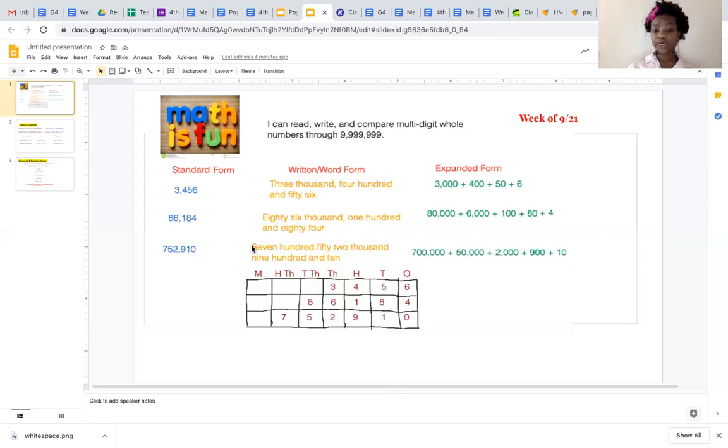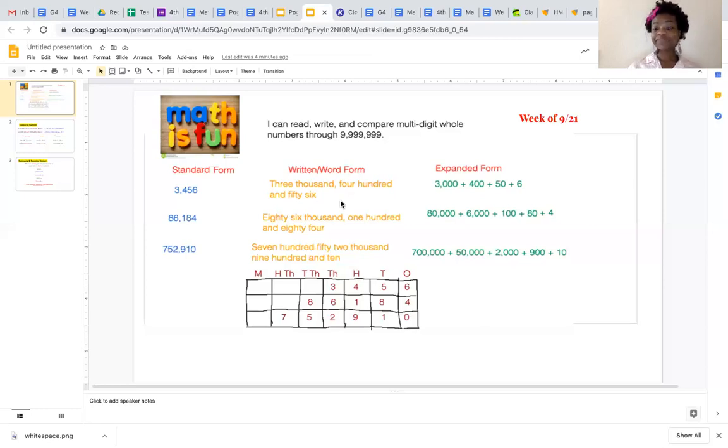Word form or written form, note that these mean the same thing, okay, are also another way to express numbers. And this is exactly as it sounds, okay? You're using words to communicate, to express the number. So 3,456 for this first example.